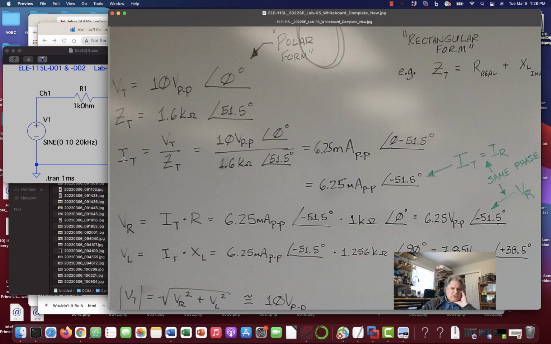Well, in AC circuits, I equals V over Z, because this total impedance is kind of like your total AC resistance. So I've got 10 volts peak to peak at 0 degrees for VT, my source voltage, and I've got 1.6 k ohms at 51.5 degrees. And when I do the calculation, I get 6.25 milliamps peak to peak. Now we've got to keep peak to peak going through here. All right, be careful to do that.